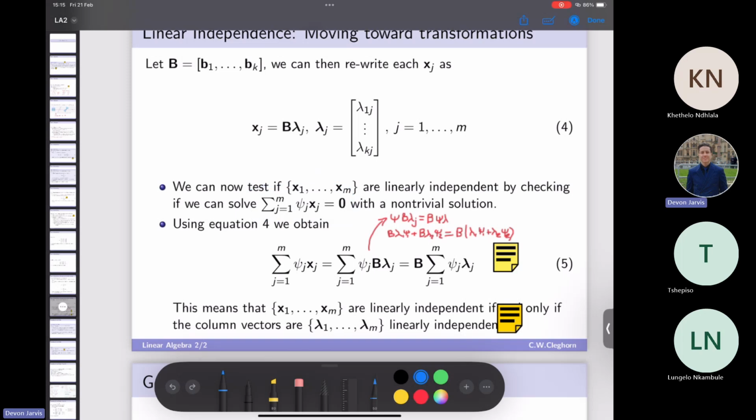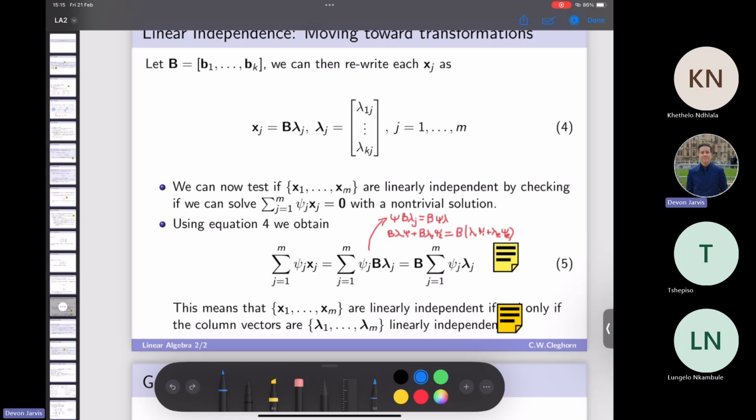right? And we need to make sure that there is a non-trivial solution if we want to see that they are linearly dependent, right? If the only way to get this to hold is to have these phi values be only 0, then we know that they're linearly independent.